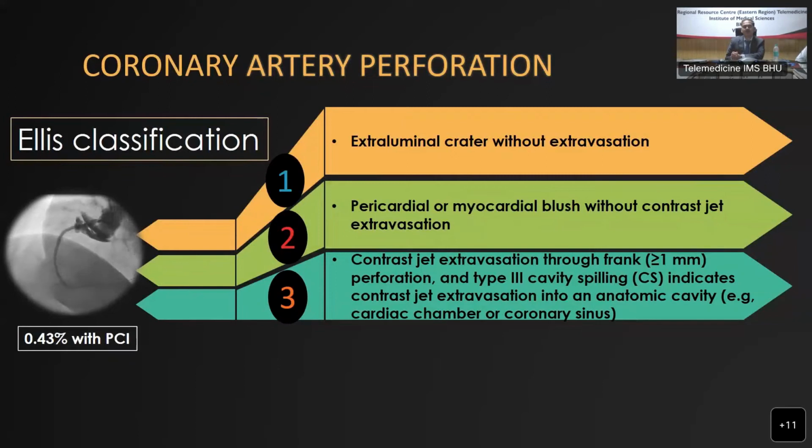Type 1 is extraluminal crater without extravasation. Type 2 is pericardial or myocardial blush without contrast extravasation. And type 3 is the contrast extravasation that you can actually see here. Fortunately, this complication is very, very rare. When it is type 3, surgery is the only treatment, or you can put in a covered stent and seal the perforation.